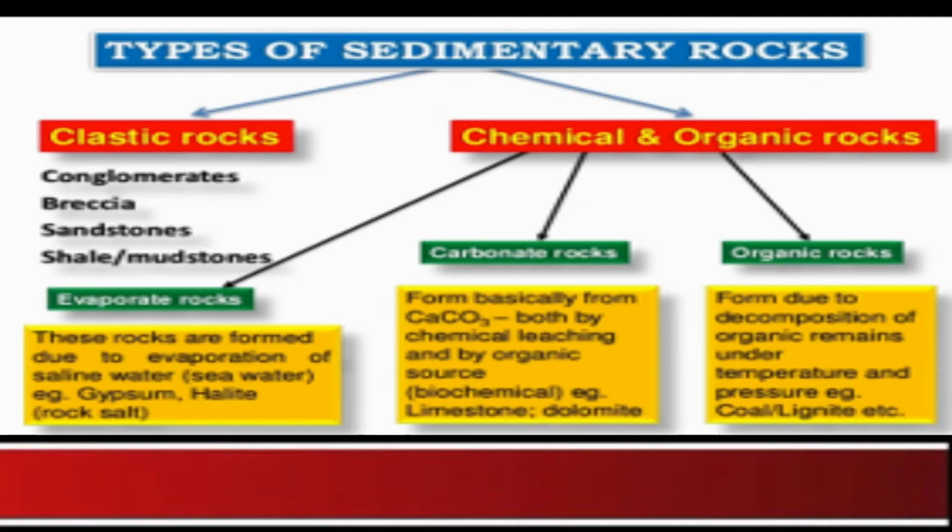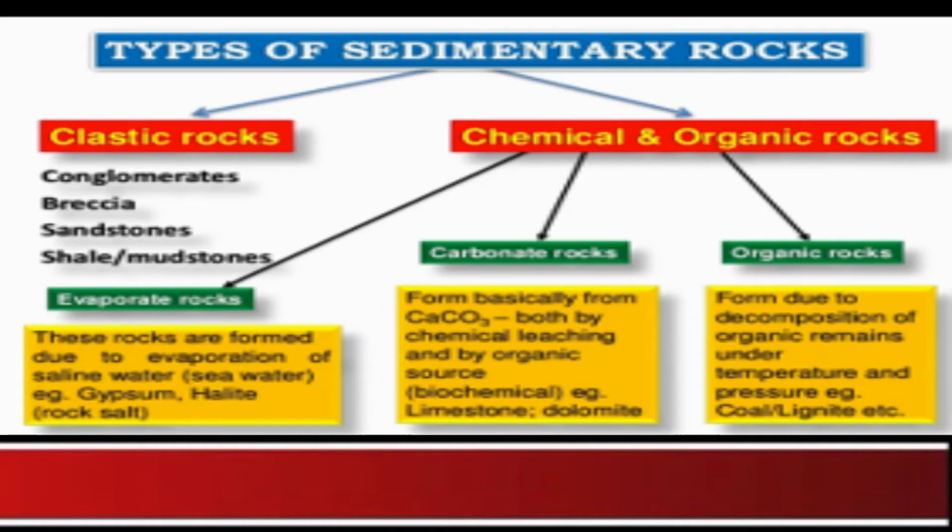Then we have chemical sedimentary rocks. Under chemical, we have evaporite rocks. These rocks are formed due to the evaporation of saline water or seawater. Examples are gypsum, halite, or rock salt.